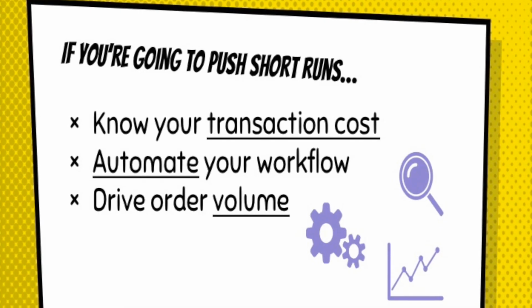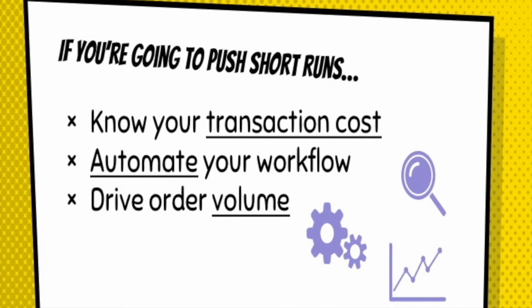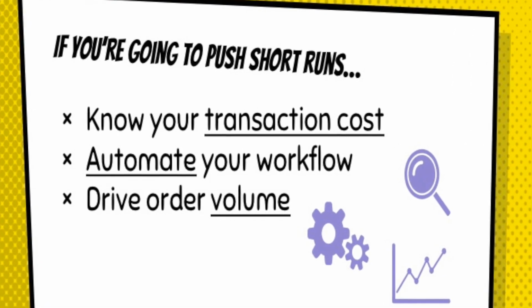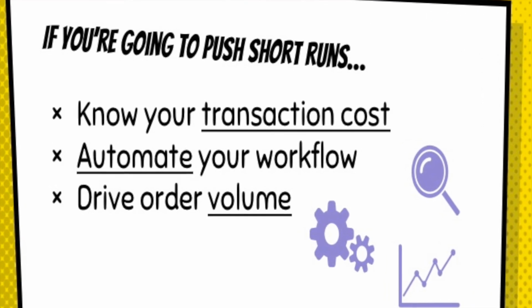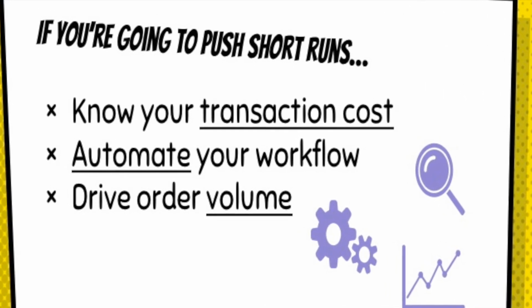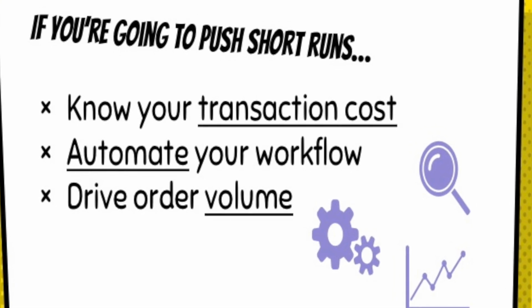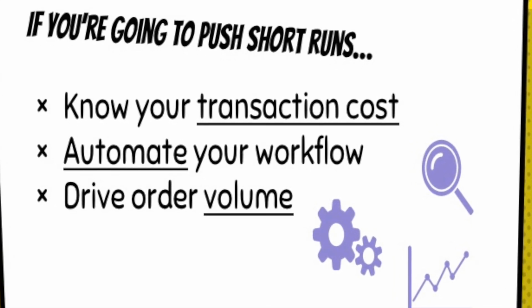Let's say you're Adidas. Would you rather work with Company A or Company B? They both use the same machines, but Company B is more efficient, and efficiency translates into savings. It's pretty straightforward, really. If you're going to push short runs and/or complexity, you have to fully understand your current transaction cost and make every effort to reduce it. You need to automate your workflow, and you also need high volume to spread fixed costs over as many transactions as possible.